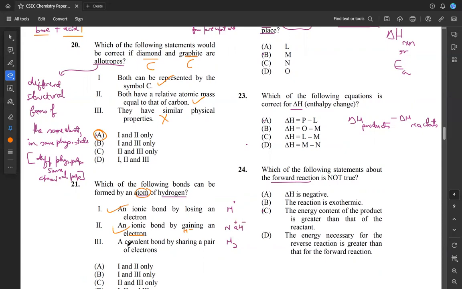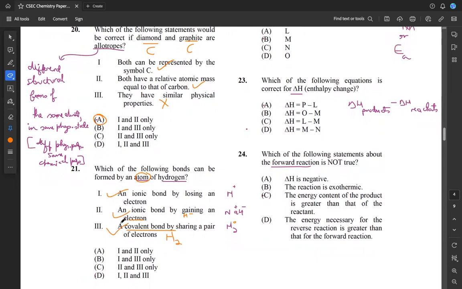And then finally, a covalent bond can be formed by a hydrogen atom by sharing a pair of electrons. And that's exactly what we see in this case where we have our diatomic hydrogen gas, right? So that's correct. That's correct as well. So hydrogen can exist in all these different oxidation states. In this state, it would be 0, then it's -1 here, and it's +1 here. So all of these are possible answers of how we can form bonds using hydrogen. So our answer for 21 then is going to be D.